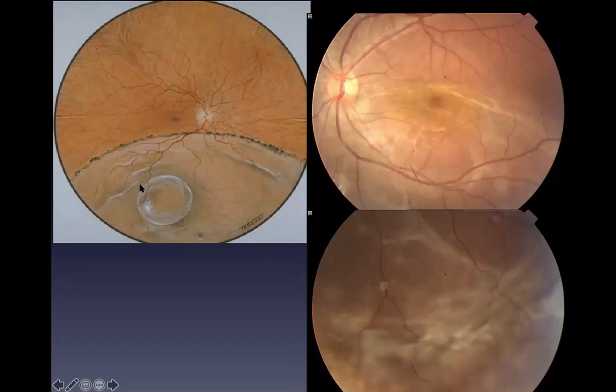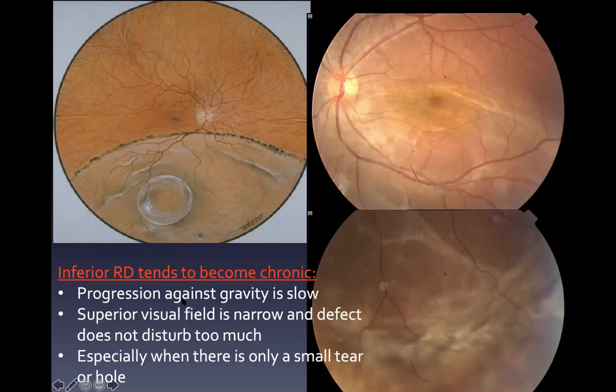Another sign is the intraretinal cyst in the sensory retina, which is another sign of chronic retinal detachment. So why do you think it's a chronic one? Why didn't it involve all the retina within days, which is normally expected? This is because this is an inferior retinal detachment. Since the progression of an inferior retinal detachment is against gravity, it's a slow process. And especially if it is caused by a very small retinal hole like this, it progresses very slowly at first. And another thing, the patient does not feel it. Since it is in the superior visual field, our superior visual field is, you know, much narrower than the inferior visual field.